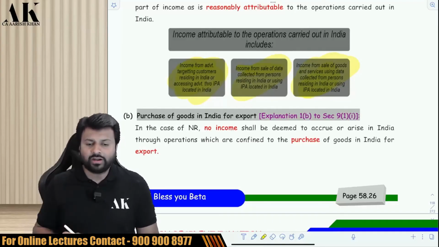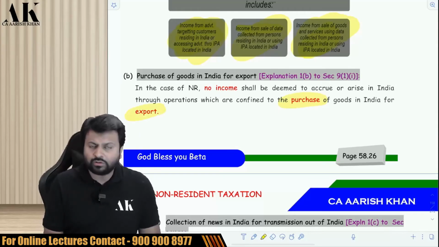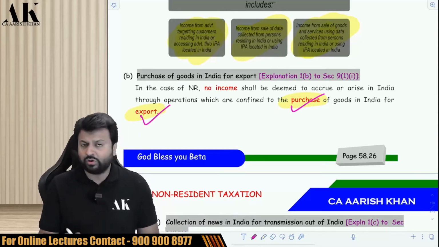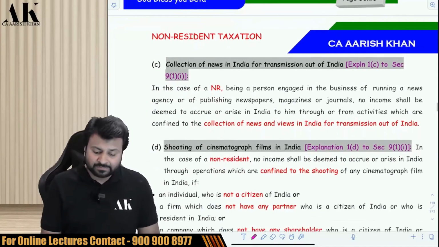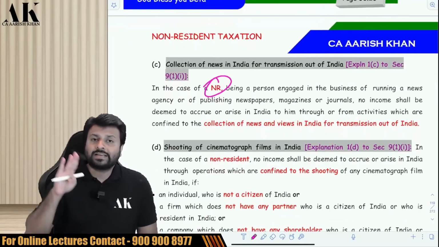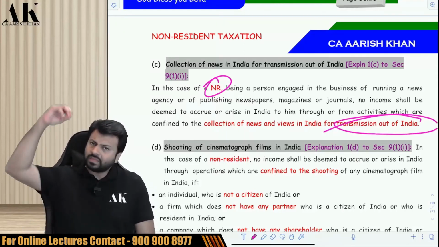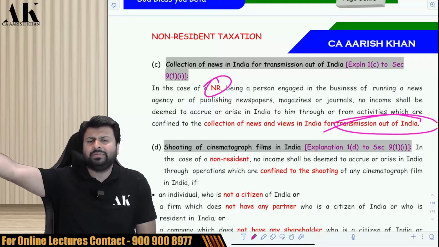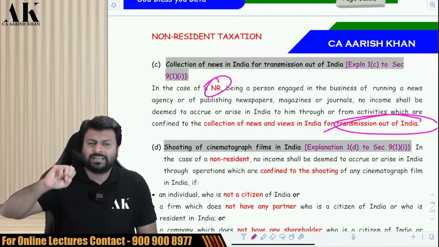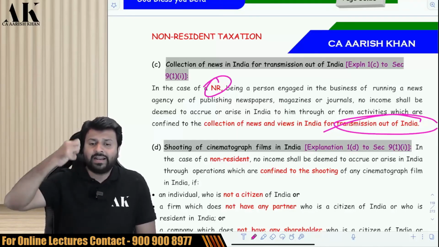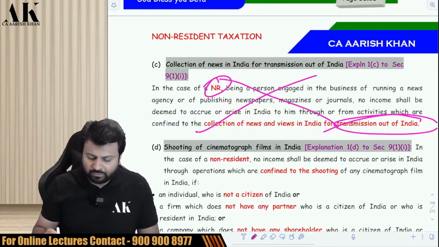Next, if there is a non-resident who is coming to India only for purchase of goods, that too for export out of India, your income is not deemed to accrue or arise in India. Next, if there is a non-resident news agency who is coming to India to collect news and views only for the purpose of transmission out of India. For example, BBC is also transmitting news in India, but let me give an example. Suppose BBC is coming to India and collecting news from India and transmitting the news out of India, not transmitting in India, then it is not deemed to accrue or arise in India.